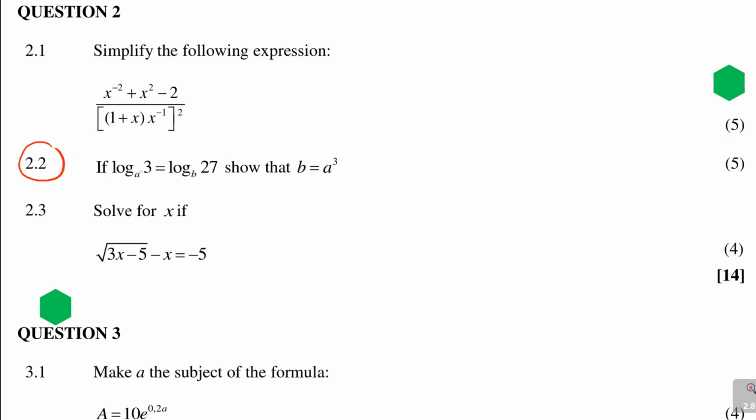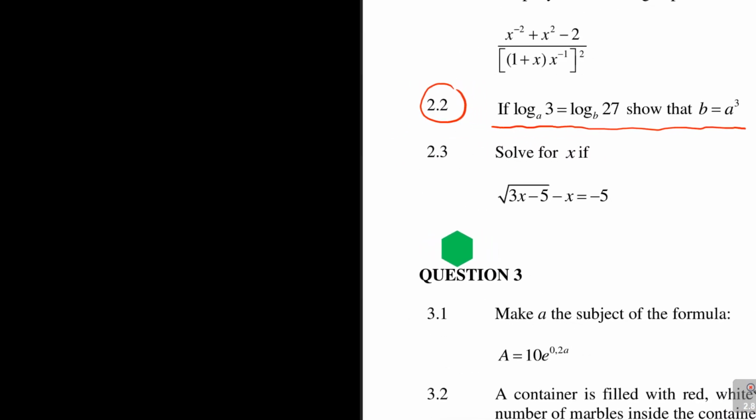If log base a of 3 is equal to log base b of 27, show that b is equal to a cubed. Alright, logs can be tricky. I accept, I agree. You just need to be very careful when you're working with them. So they are saying log base a of 3 is equal to log base b of 27. So you have to show that what? Show that b is equal to a cubed.